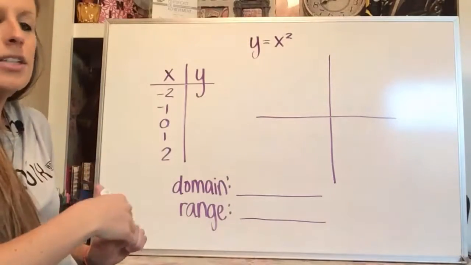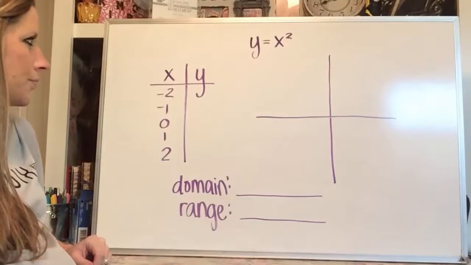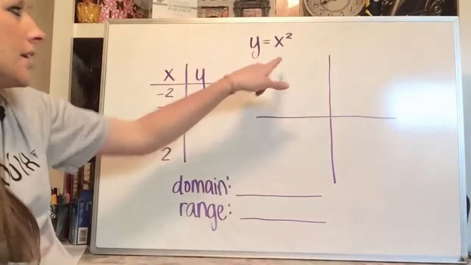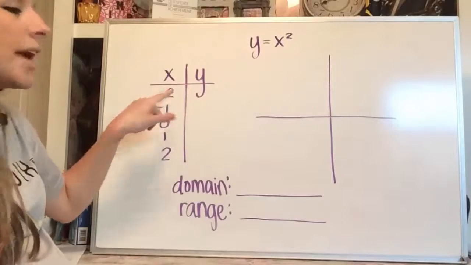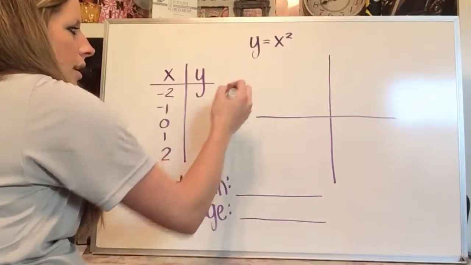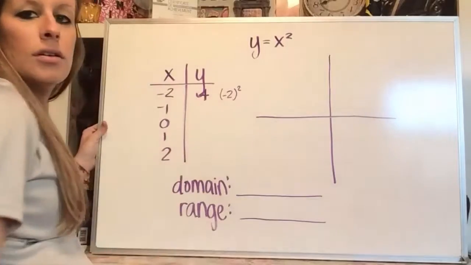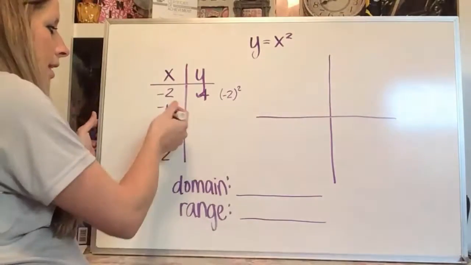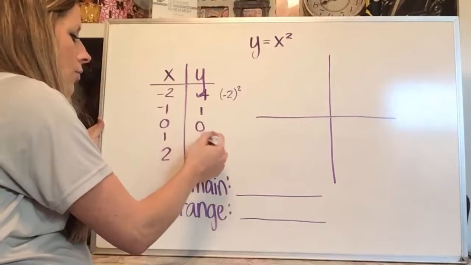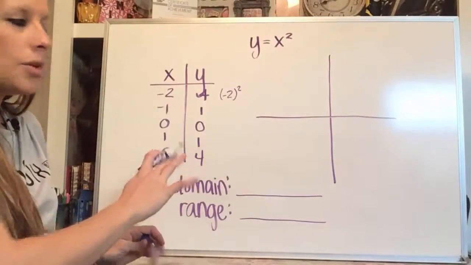Okay, so go ahead and fill out your table. Your x is -2, -1, 0, 1, 2. If we plug those numbers in for x in our equation, what is -2 squared? -2 times -2 will give you a +4. So my y would be 4. -1 squared is 1. 0 squared is 0. 1 squared is 1. 2 squared is 4. So you have your table.